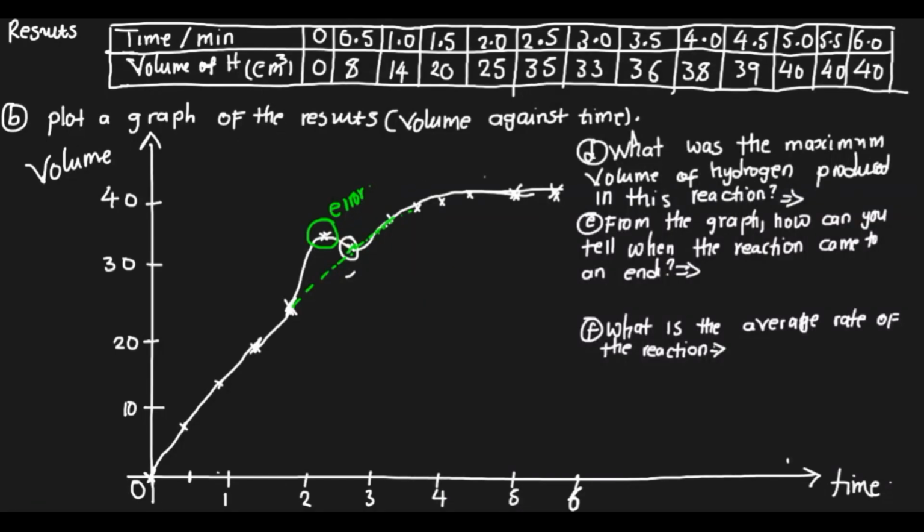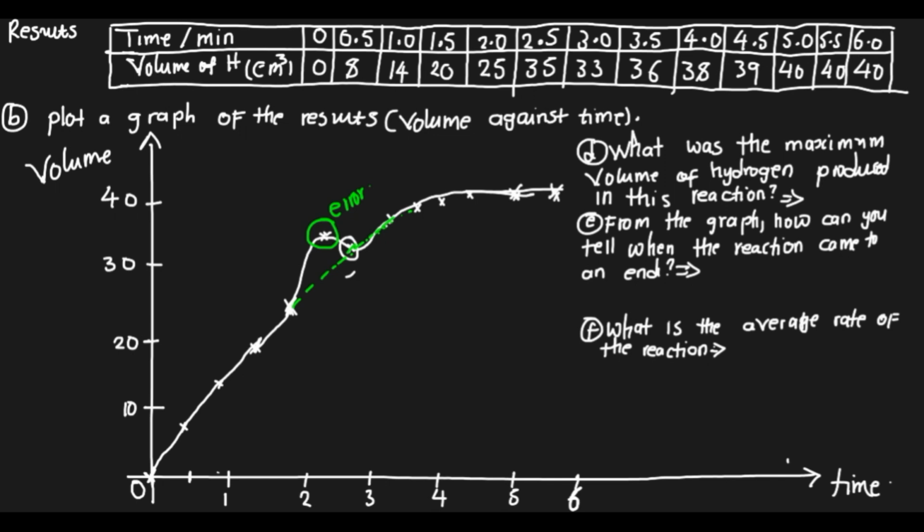So we move on to question D. What was the maximum volume of hydrogen produced in this reaction? From the table, we can see that the last number was 40. So here we have 40, here we have 40, here we have 40. After we reached 5 minutes, the reaction stopped. Even if the reaction stops, the time keeps on moving. This is what the indication here is.